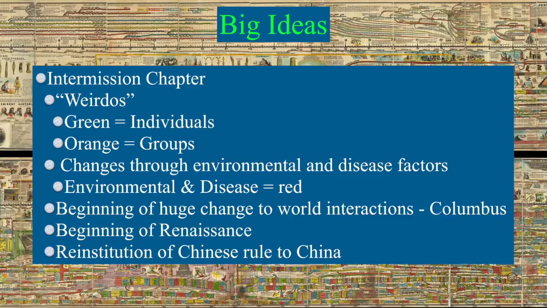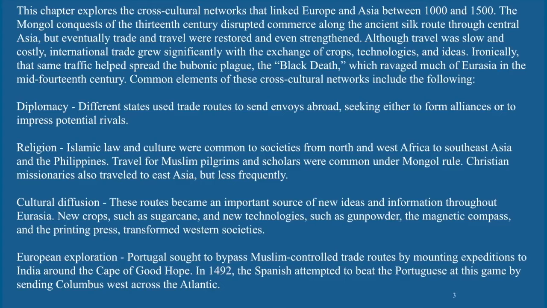We're going to see the beginning of the Renaissance in Europe and its return to the Greco-Roman way of looking at the world, and a reinstitution of Chinese rule to China. China's going to get rid of the Mongols. So first up, here's our overview.